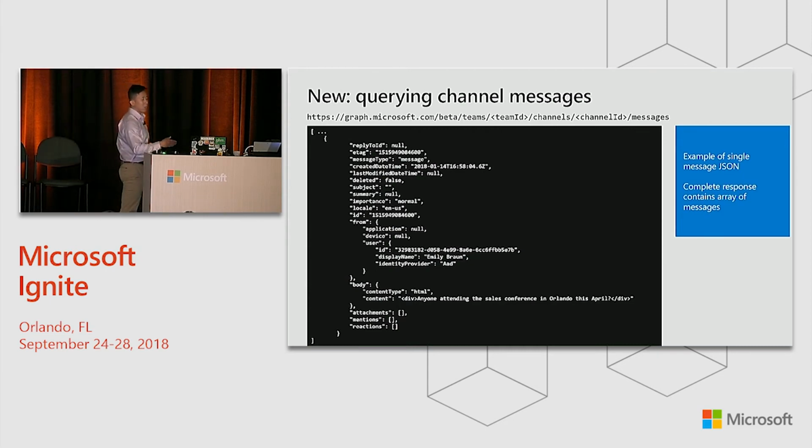So this includes all of the attachments. So if there was a file attachment, that SharePoint reference would be there, all of the user mentions, reactions, so likes. In the future, we're actually supporting emoji reactions, so that'll be in there as well.